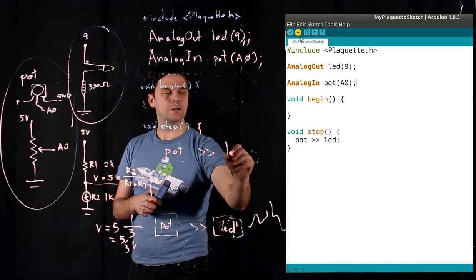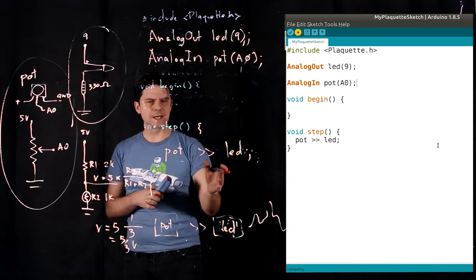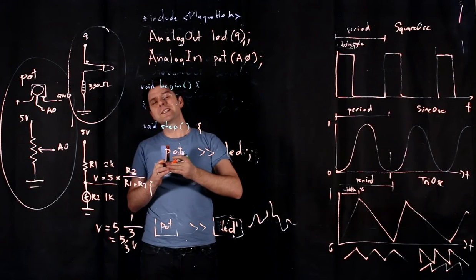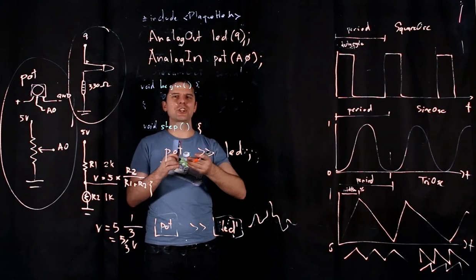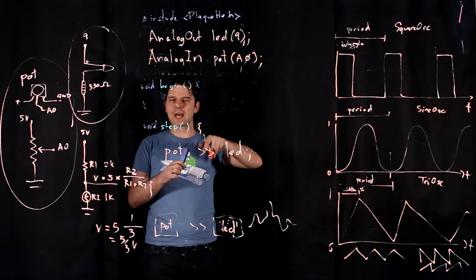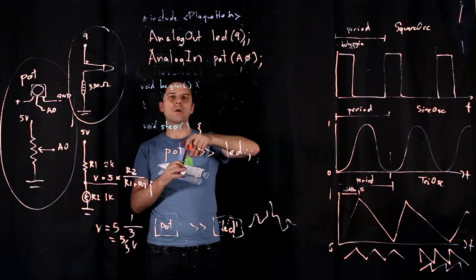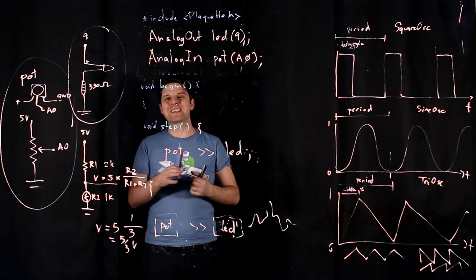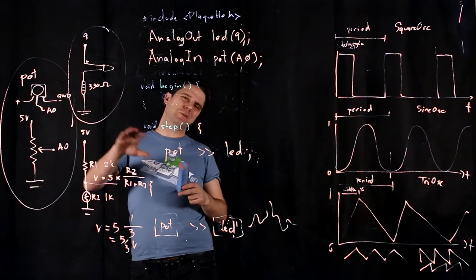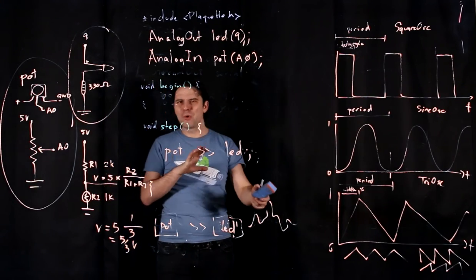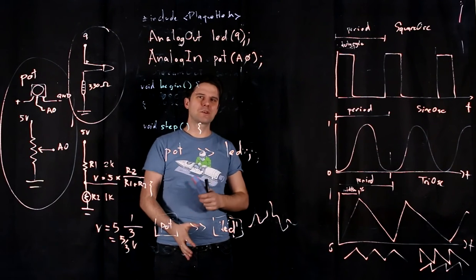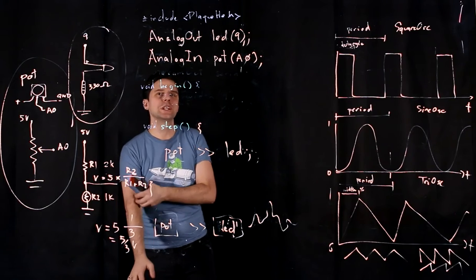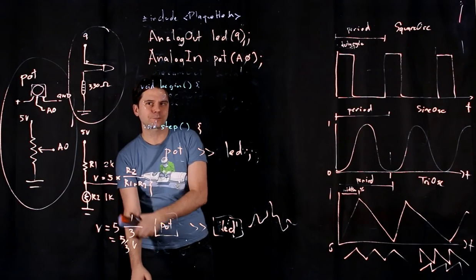By doing this, you should see the intensity of the LED changing as you turn the dial, from 0 to 100%. It's possible, depending on the potentiometer that you have, that you couldn't go down completely to 0 or up completely to 1. You should still be able to see some kind of variation.